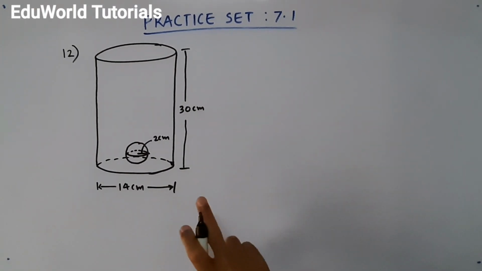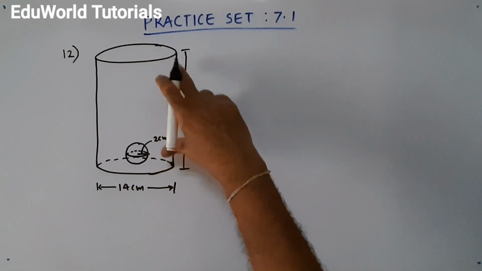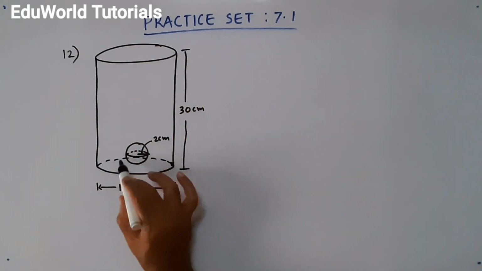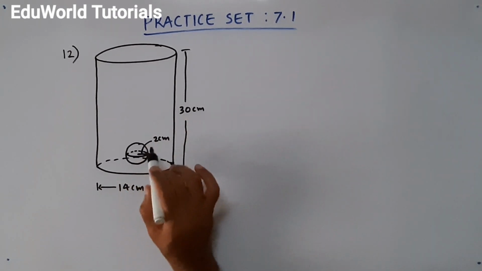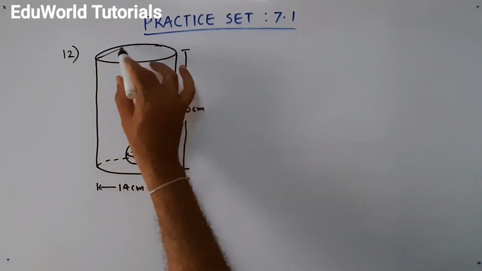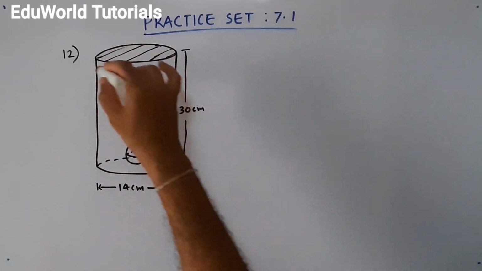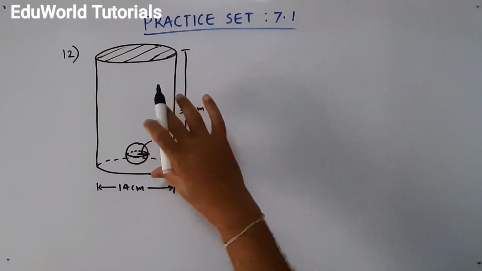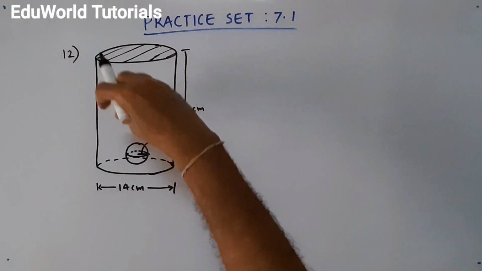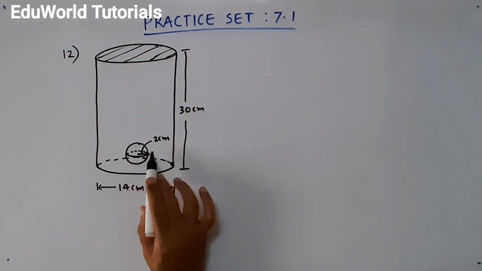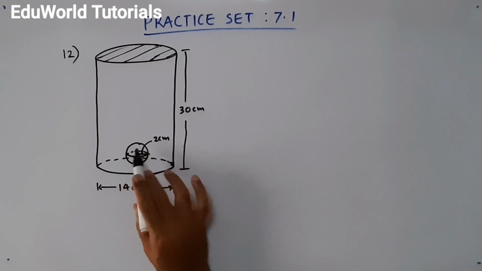In the 12th sum, this is the diagram given. This is a cylindrical glass and a sphere is inside it. They have asked us that the glass is filled with water up to the brim. They have not said up to the brim, but we have to understand that the cylindrical glass is filled with water up to the brim. And then we have immersed a metal sphere of radius 2 centimeter in this. The sphere has gone to the bottom.